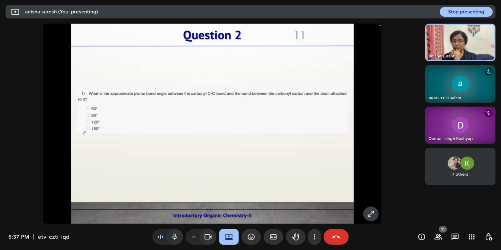Now coming to question number 2. What is the approximate planar bond angle between the carbonyl C=O bond and the bond between the carbonyl carbon and the atom attached to it? They are asking what is this bond angle. The bond angle will be 120 degrees. We have seen that the carbon and oxygen will be sp2 hybridized, and because of that it will have a planar geometry, and the angle present there will be 120 degrees.